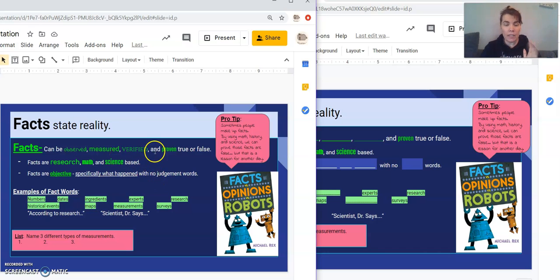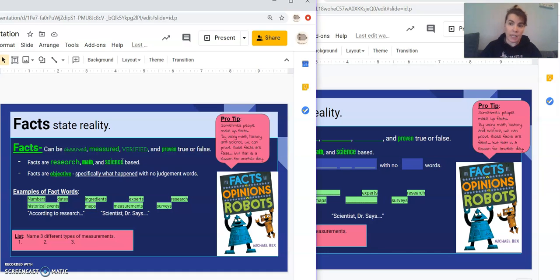And so verified means something similar to proven. These are all going to be vocabulary terms that we're going to start seeing on bingo and stuff too, so make sure you get them. Verified has to deal with our second line here, which is facts are research, math, and science based. So I can verify information using our best known, most agreed upon science, or I can verify facts using mathematics, equations, or using research and historical documents.